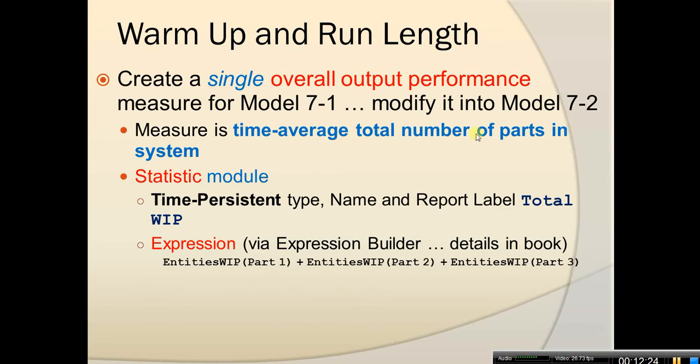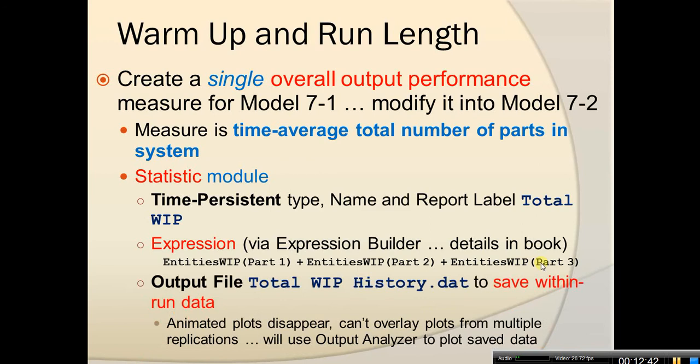And so we'll use this type of expression. You can see, because we have 3 different types of parts in our model 7.1, which we will now change into model 7.2, we will need to add those entities of work in process for all 3 different types of parts. And very importantly, we also need to specify a data file for this output.